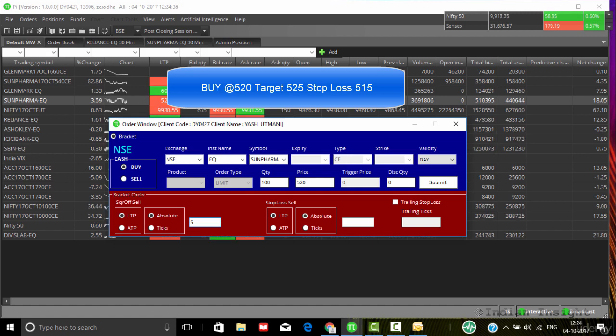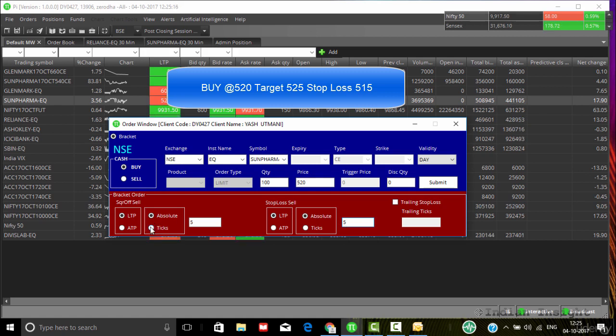That is, you need to mention the number of points your target price is away from your entry price, and the system will automatically calculate your target price. So once you mention 5 here, this tells the broker that your target price is 5 points away from the entry price. Similarly, once you mention 5 here, it will tell the system that your stop loss price is 5 points away from entry price.